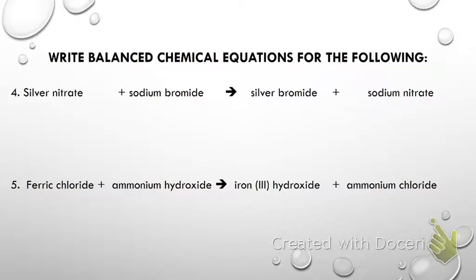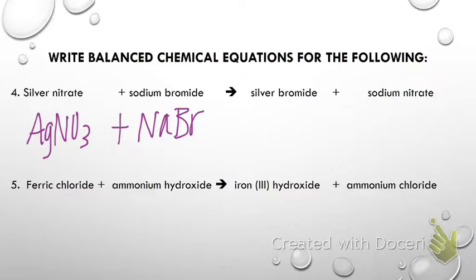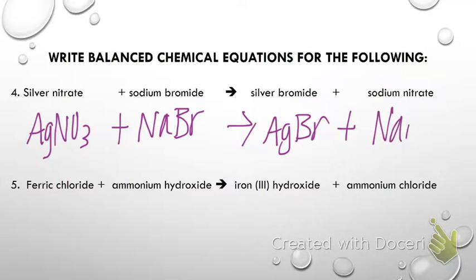Here we go. I'm going to remember to hit the pen that I need to write. Silver nitrate, AgNO3, plus sodium bromide is NaBr. And then on the other side we get silver bromide, which is AgBr, plus sodium nitrate, NaNO3. Another one that's already balanced, because everything in there either has a +1 or a -1 charge. Okay?